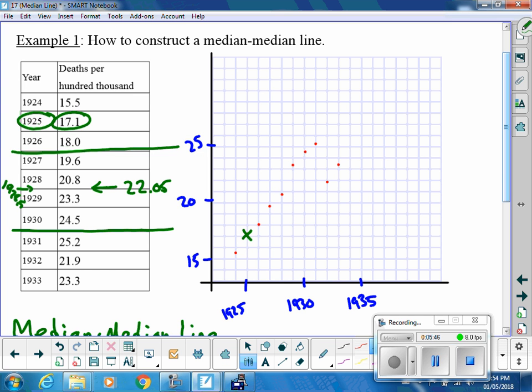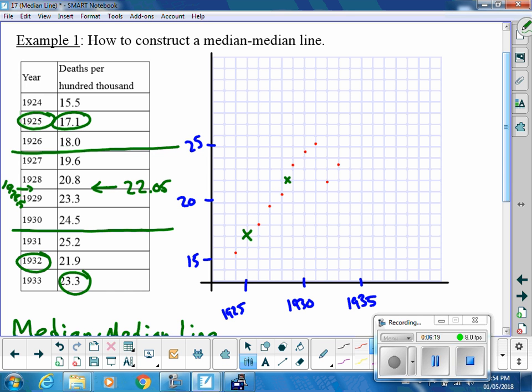Okay, so it's 22.05. So I'm going to go over to 1928 and basically a tiny bit over 22. So right about there. Okay, there's my second point. Okay, my third point. I have 1932, and my 3 numbers are not in order here, right? 25, 21, 23. So my median of those 3 numbers is the 23. That's the one in the middle.